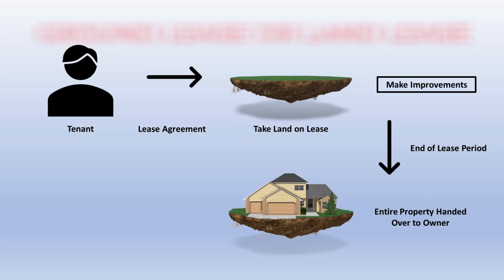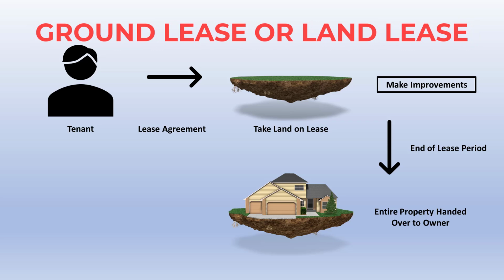Ground lease. A ground lease, or land lease, concerns the land portion of a real property. The owner grants the tenant a leasehold interest in the land only in exchange for rent. The tenant leases unimproved land, makes improvements to the land, and at the end of the lease period, the structures become the property of the landowner.